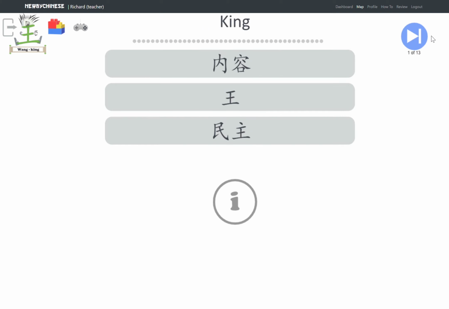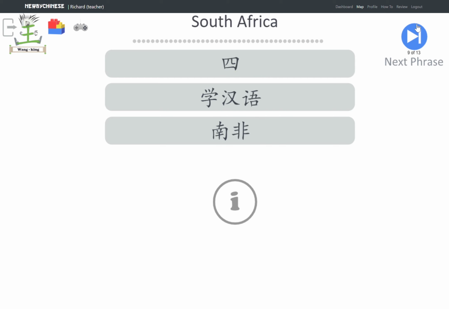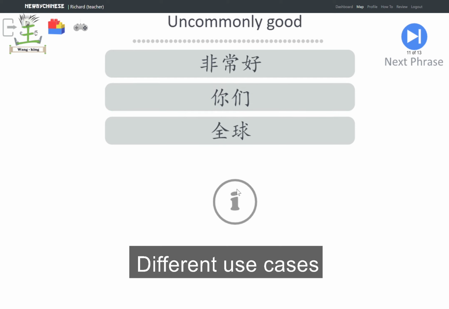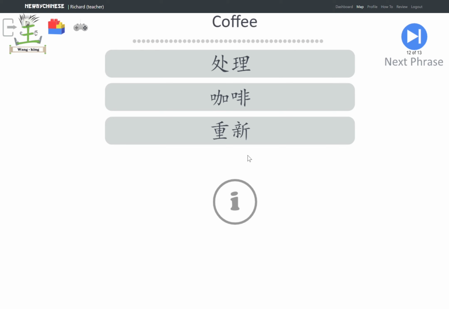So as they go, they'll see they can. Let's get through king here. Wang, commonly South Africa, and they're like, on something. It is undoing me. It's on something. It's also shorthand for Africa. So maybe this is South and Africa. Cool. North Africa. Oh, I know that. Yeah, cool. Uncommonly good. On something. Here's a different context. It is undoing me. 非常好.